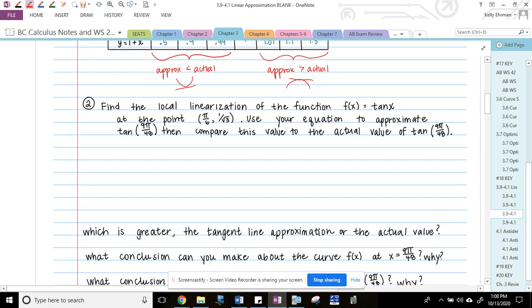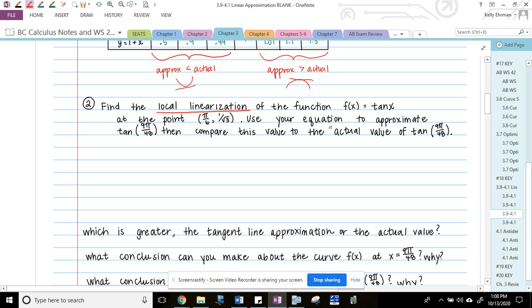Now that only happens if the point of tangency happens to be a point of inflection. So number 2, find the local linearization. That is just another way to say tangent line approximation of the function f of x equals tangent x at the point pi over 6, 1 over radical 3, and then use your equation to approximate the tangent of 9 pi over 48. Then compare this value to the actual value.